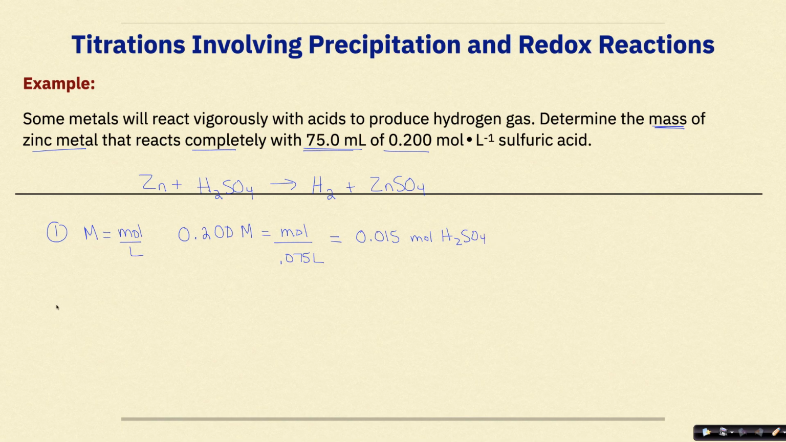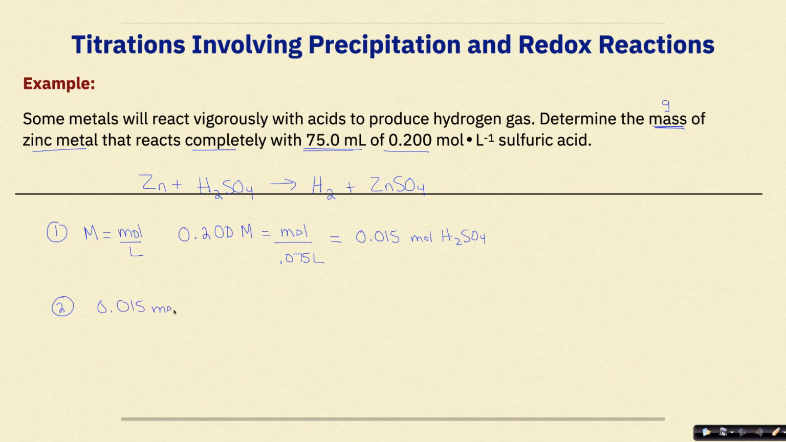Okay, step 2. What do I need to do with step 2 now? Well, I have moles of H2SO4. What are they really asking for here? Are they asking for a molarity? Are they asking for a volume? Or are they asking for something different? They want the mass. That's grams of zinc. Well, I have moles of H2SO4. I can get to moles of zinc. Sure I can.